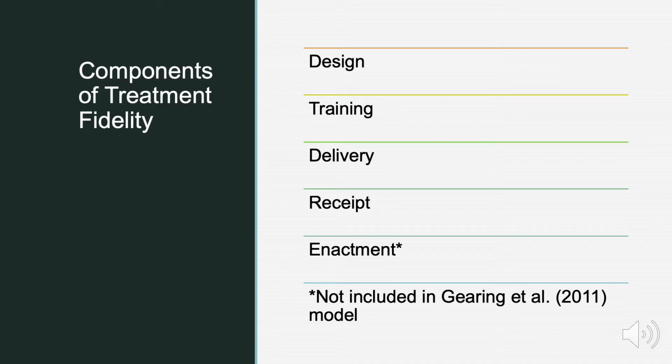Depending on what resource you use, there may be different components of treatment fidelity that are reported. Commonly, what aspects are covered by treatment fidelity or program fidelity are design, training, delivery, receipt, and enactment. Now, one of the assigned articles this week does not include enactment, but I'll go through it in these slides.